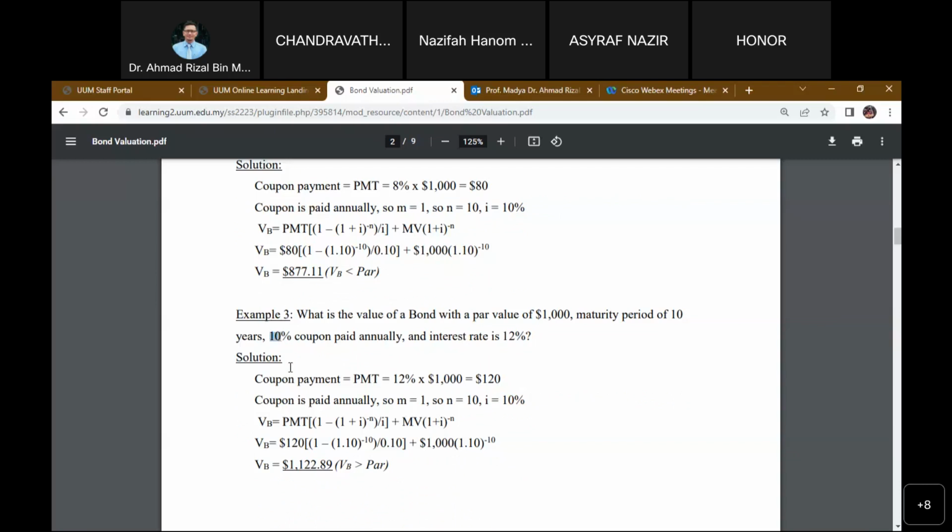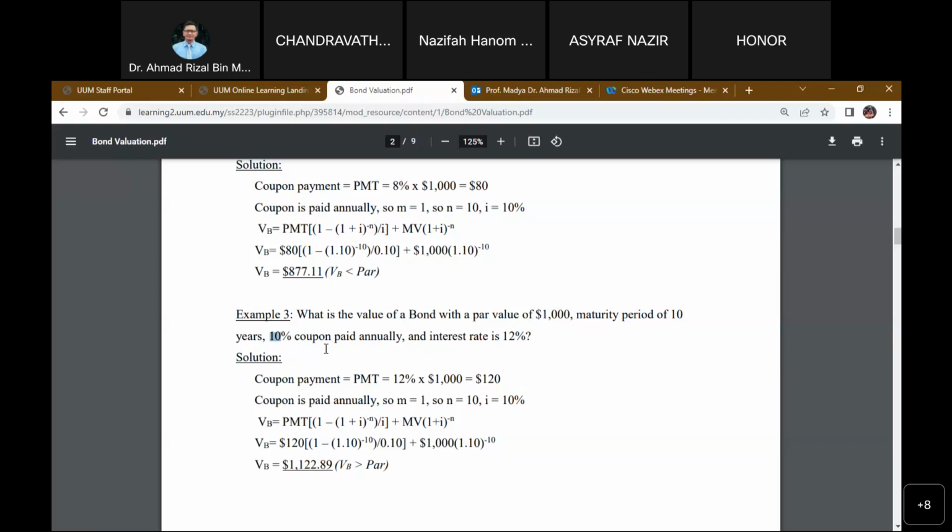So in this case, it's the other way around. Okay? The market interest rate is 10%, but the company offers a 12% coupon payment, which is higher than the interest rate in the market. Would people be interested or not? Of course, people will be interested because this company offers a coupon rate higher than the prevailing interest rate in the market.